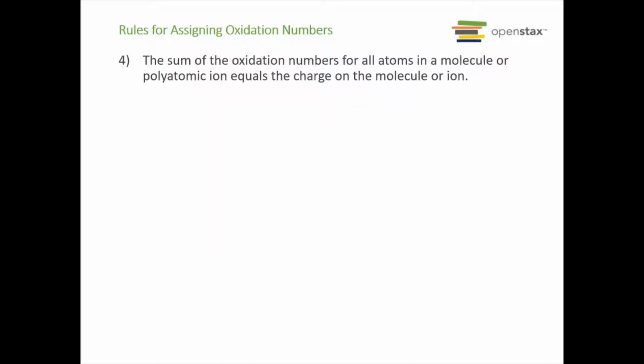And the sum of the oxidation numbers for all the atoms in a molecule, or a polyatomic ion, has to equal the charge on the molecule or the ion. So going back to HCl, the overall charge is 0. So +1 -1 gives us an overall charge of 0. Don't worry, we're going to look at some examples so you can better understand.